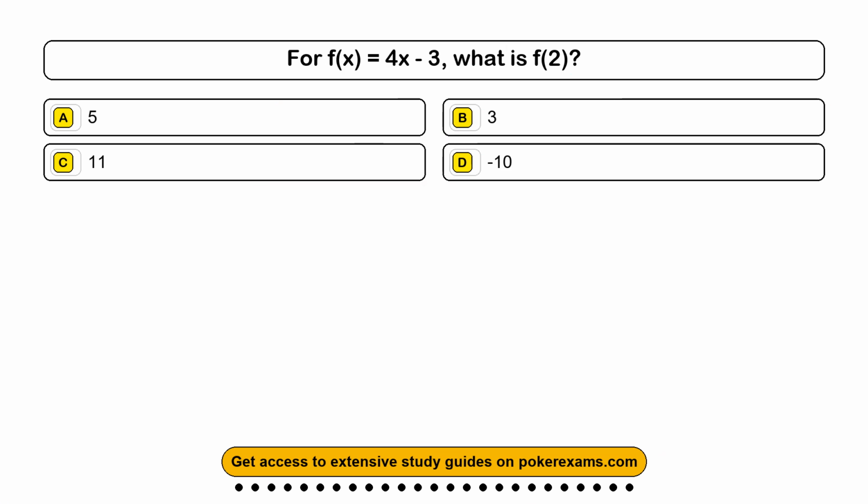Question 15. For f(x) equals 4x minus 3, what is f(2)? Option A, 5. Option B, 3. Option C, 11. Option D, -10.